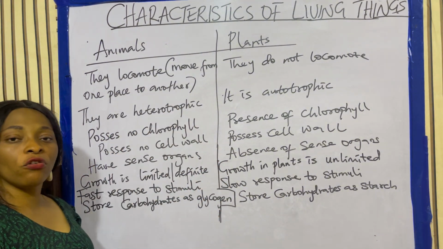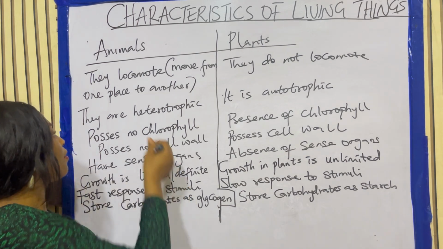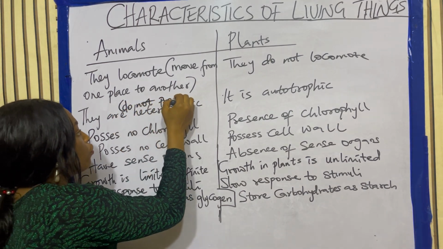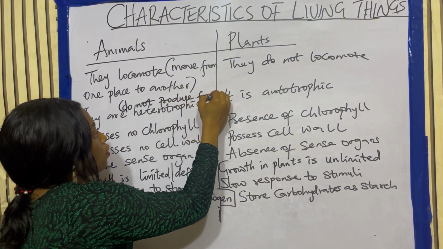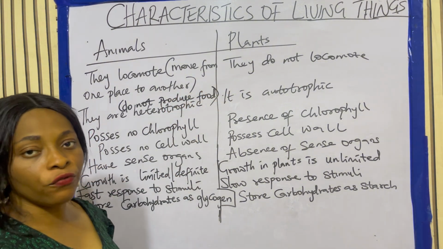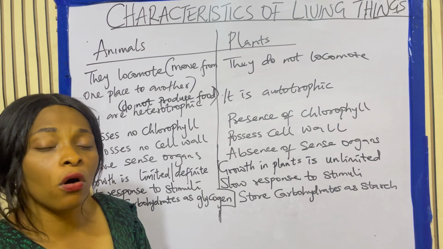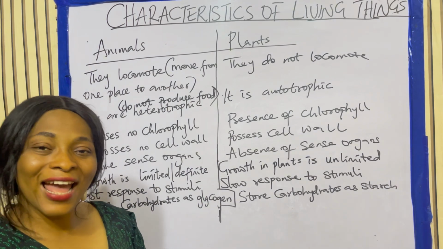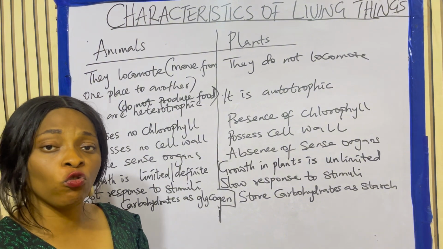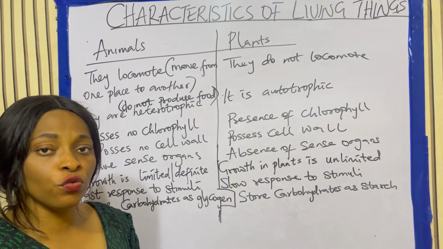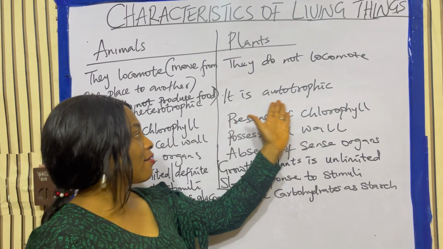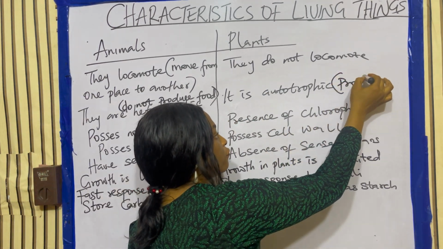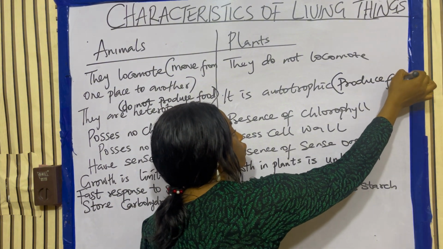Two, they are heterotrophic. Heterotrophic means that they do not produce their food. Animals do not produce their own food. In other words, they depend on other organisms to produce food for them. Hence, animals are known as consumers because they cannot produce their food. But plants, they are autotrophic. This means that they can do what? Produce their food. They produce their own food.